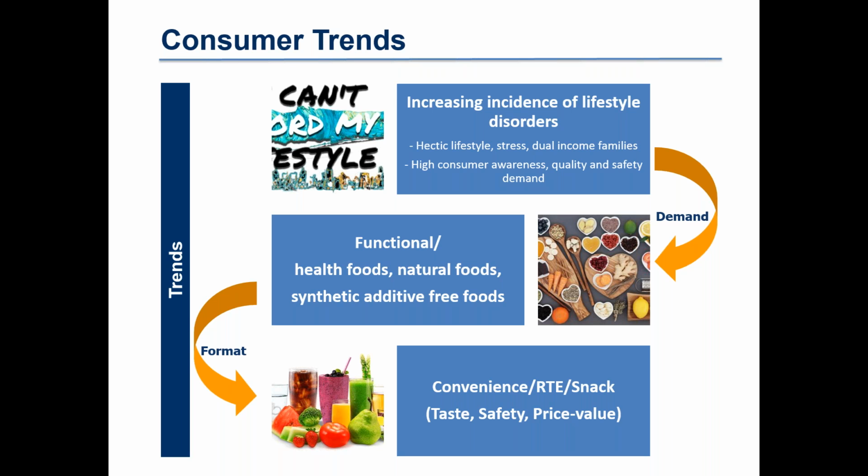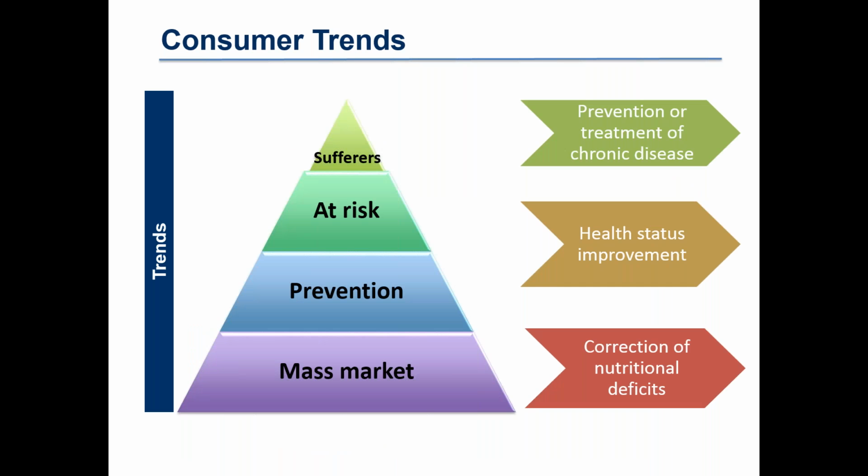So we want to satisfy the needs, the psychological needs, the physiological needs, right? So we want to satisfy the perceived health needs and wants of our consumers. So we can target at different levels. The mass market level, where here we try to correct for nutritional deficits.